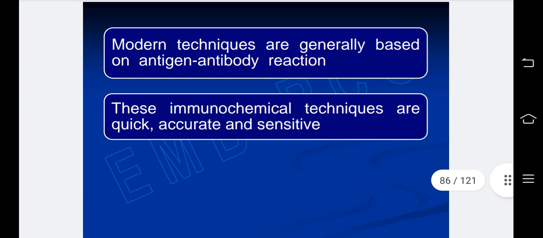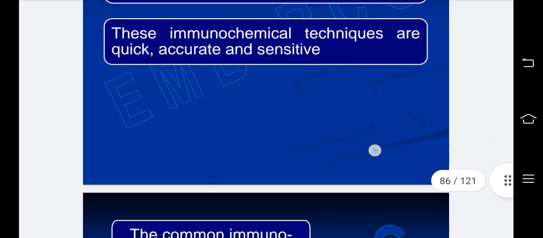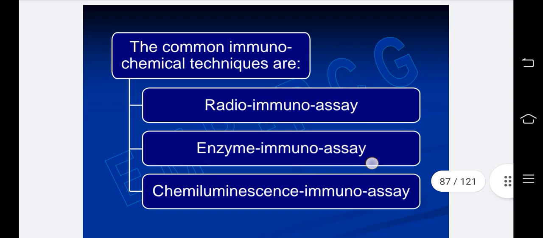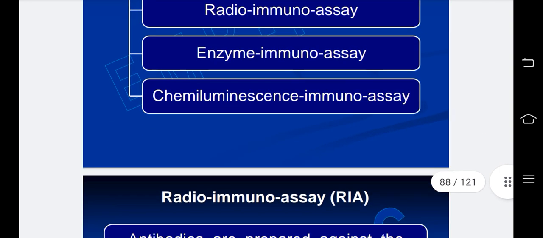Modern technologies are generally based on antigen-antibody reaction. These immunochemical techniques are quick, accurate, and sensitive. The common immunochemical techniques are radioimmunoassay, enzyme immunoassay, chemiluminescence immunoassay.